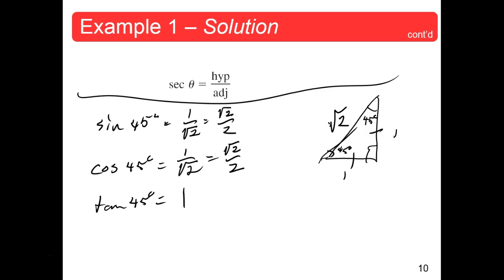Now, the checkpoint is doing the other three functions, the cotangent, the secant, and the cosecant. I'll let you do those on your own. All right, let's do example 3. Is that okay? Can I move? No, y'all are still writing. Let you catch up.